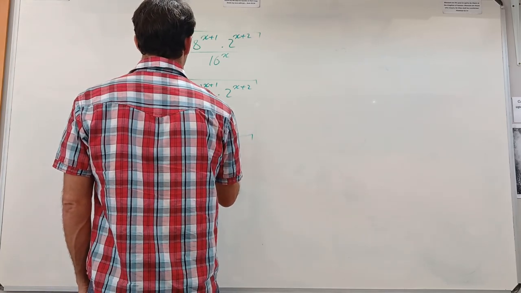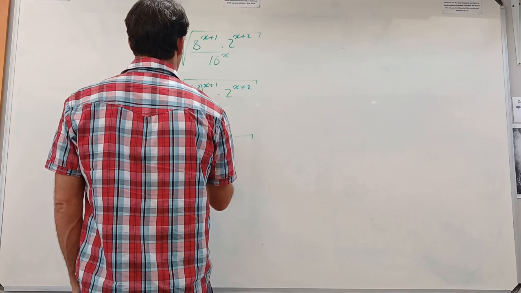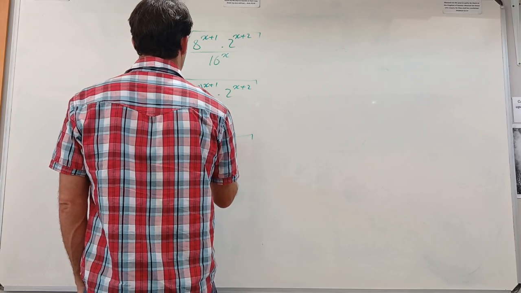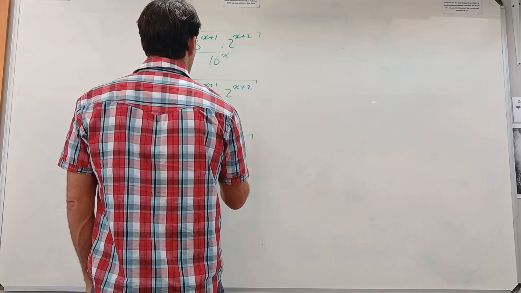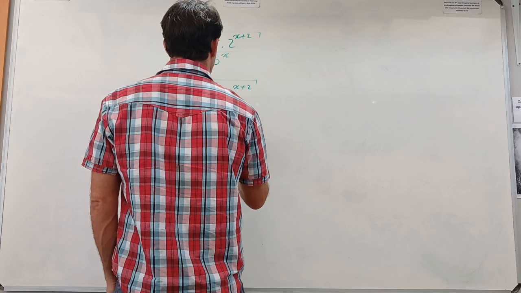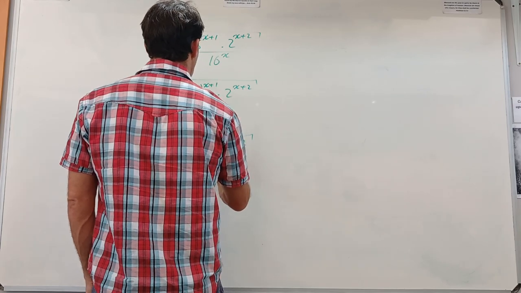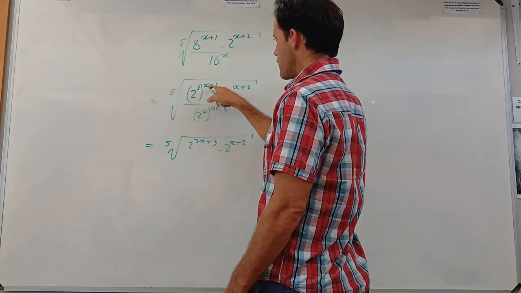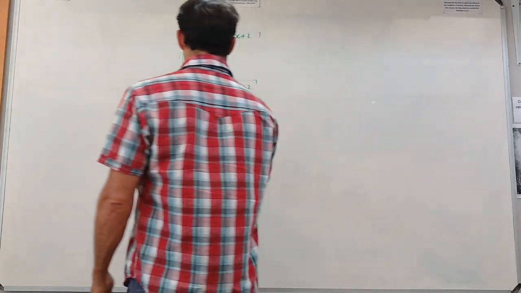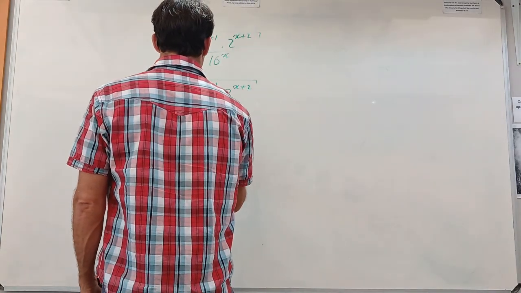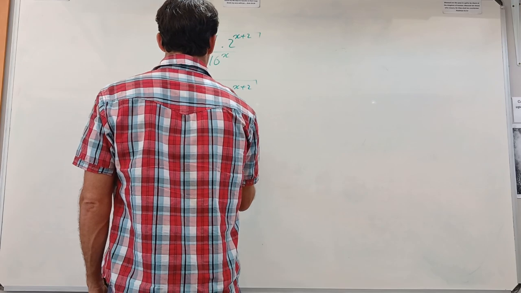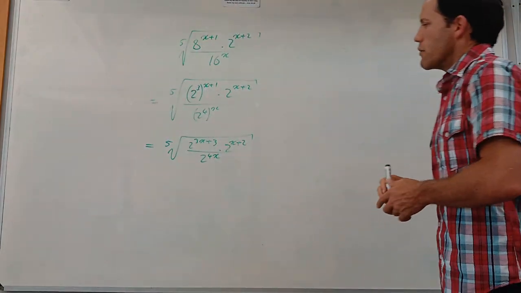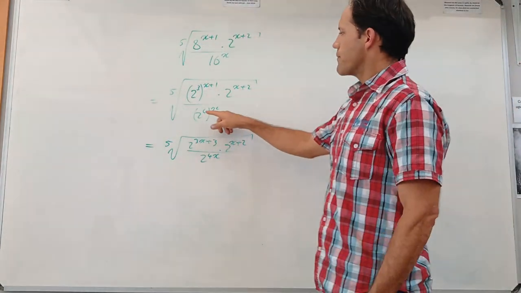So it's 2 to the power 3x, then 2 to the power 3x plus 3 times 2 to the power x plus 2. Okay, so you can just multiply the 3 with both, and then you multiply the 4 with the x.